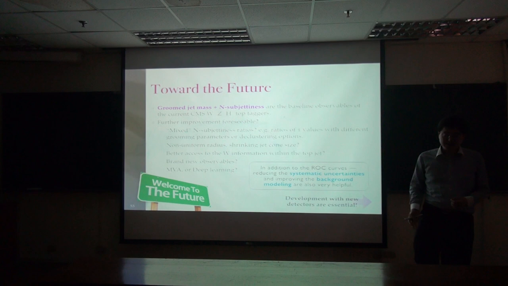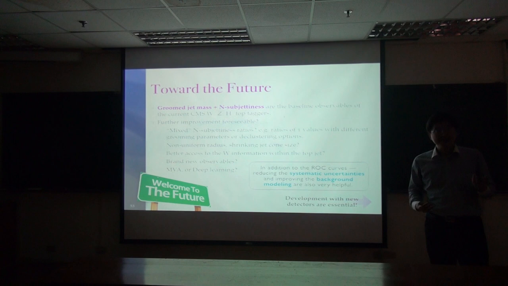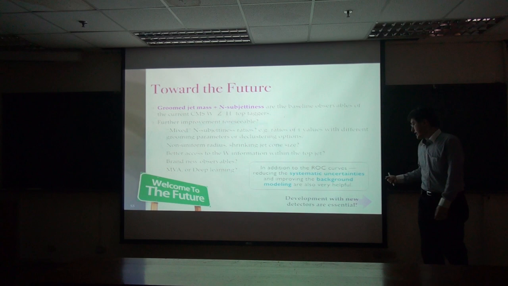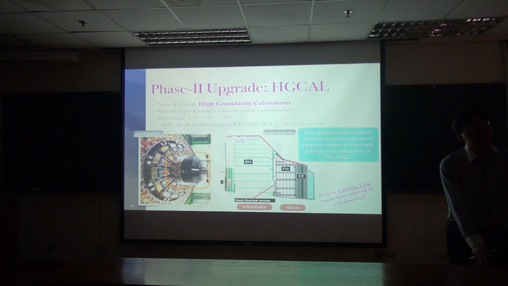Another point is that it's not just about performance against background rejection; the systematic uncertainty usually improves the study a lot as well. Just like we try to remove the background correlation using the so-called DDT tagger. This kind of thing also helps a lot. And another thing is that new developments with detectors are essential. For example, as you know, we are going to work on this phase two upgrade, the so-called HGCAL project. This is a new high granularity calorimeter at the endcap.